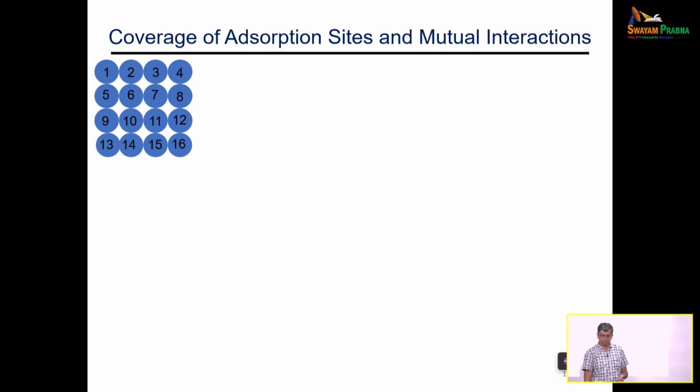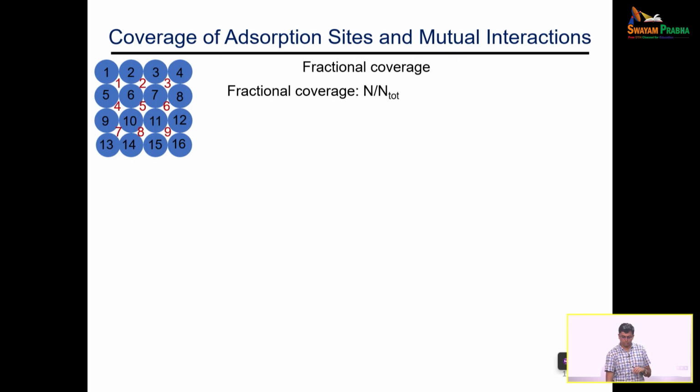So let us say these are all the sites that I have. If I say that I have sites numbered 1 to 16, and it is possible that I can adsorb something on all of those as top sites. I can count hollow also, it does not matter. So I have 16 top sites.